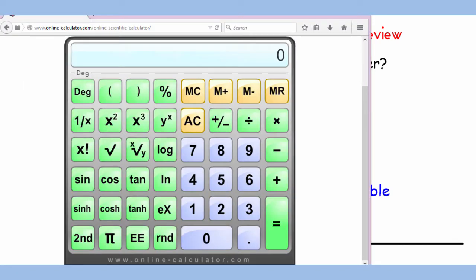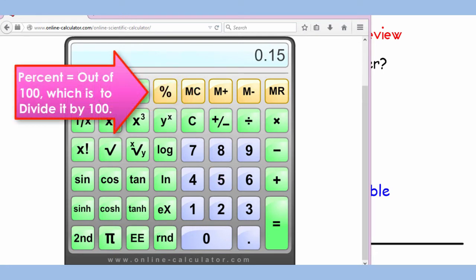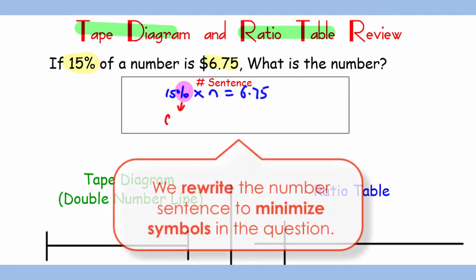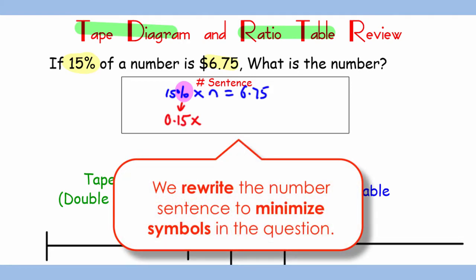So let's see how it looks like on a calculator. 15% is actually 0.15. Why is that the case? Because out of 100 means divided by 100. So we can rewrite this number sentence as 0.15 times N equals $6.75.